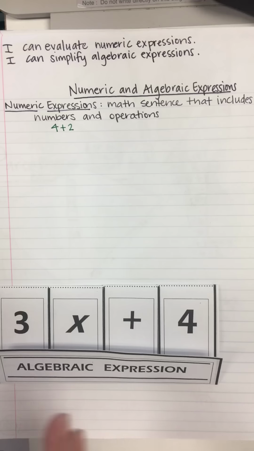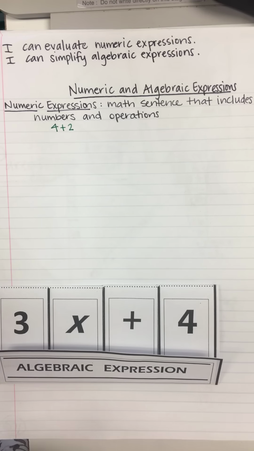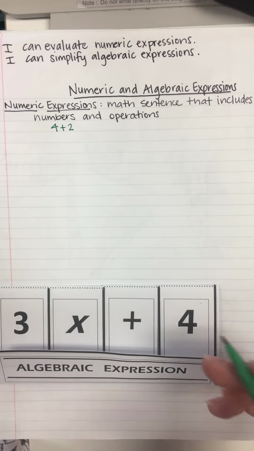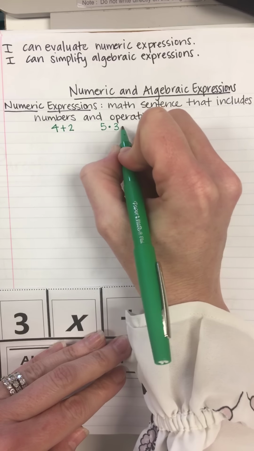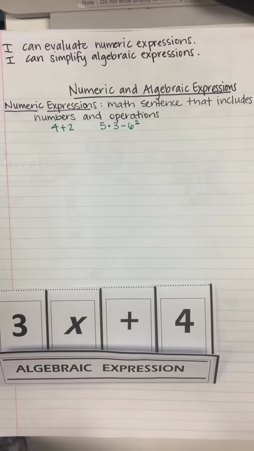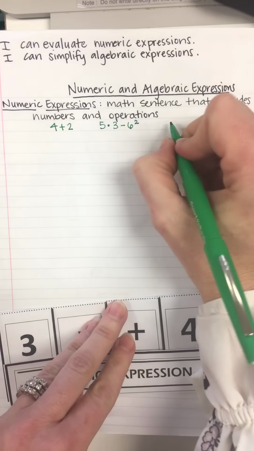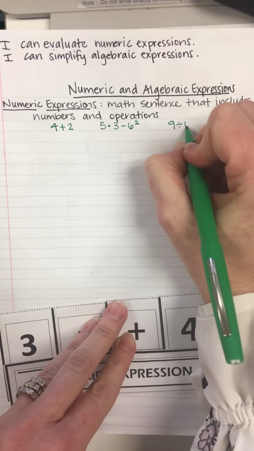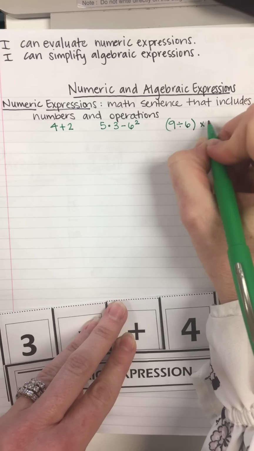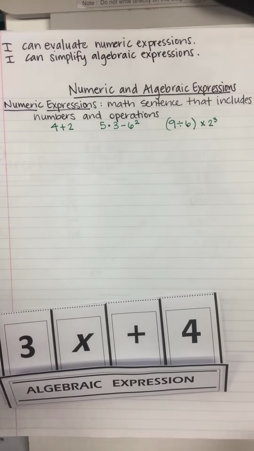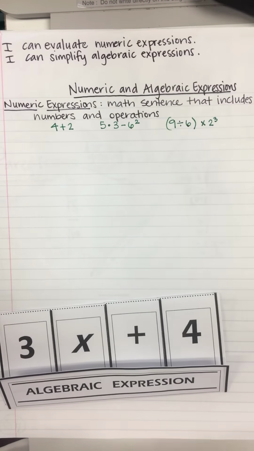Now you notice there's no equal symbol because that makes it no longer an expression but an equation. Now you can see some harder ones, like we might say 5 times 3 minus 6 squared, or 9 divided by 6 times 2 to the third power.